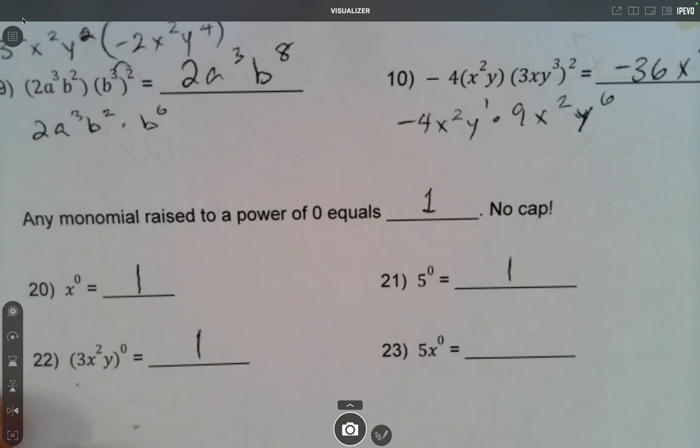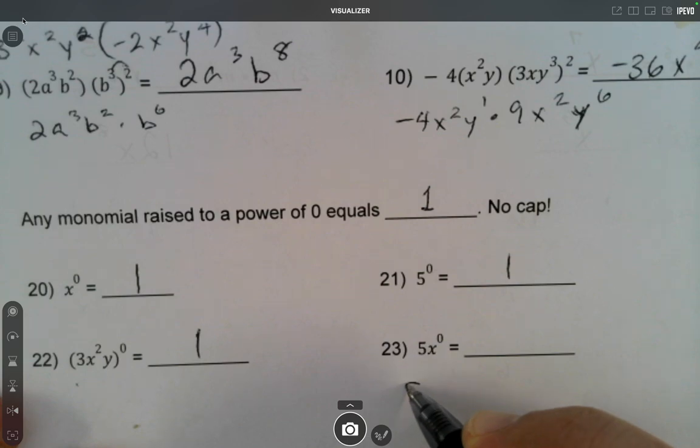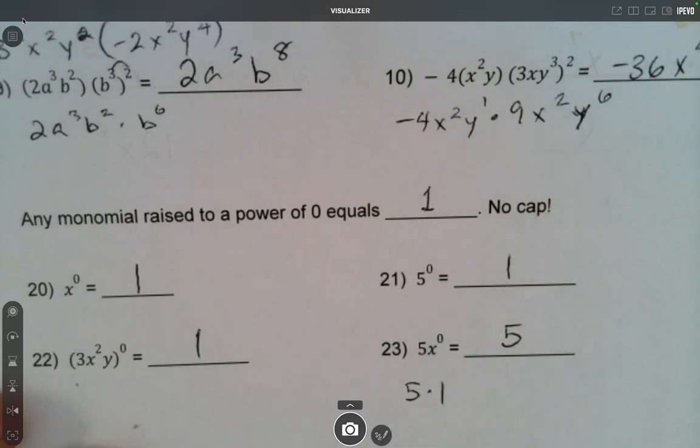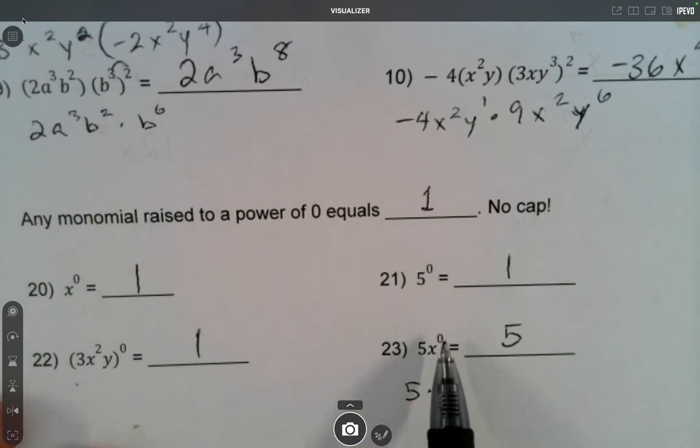So I bet you can guess number 23, right? Well, if you said 1, you're wrong, because this 0 applies only to the x. So we still have the 5, but then x to the 0 is equal to 1. So this one is equal to 5. So this is important to remember. Anything raised to the 0 power equals 1, but only what's being raised to the 0 power, which in this case is the x, becomes a 1. So make sure you know when the exponent applies and when it does not.